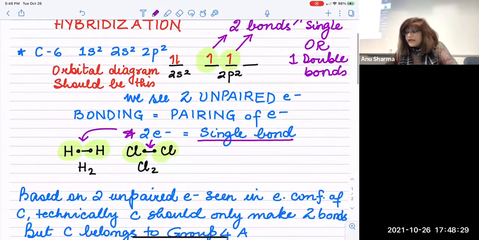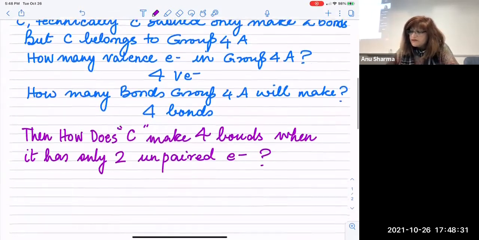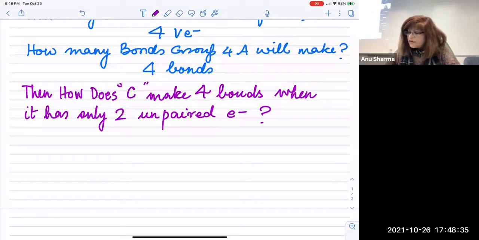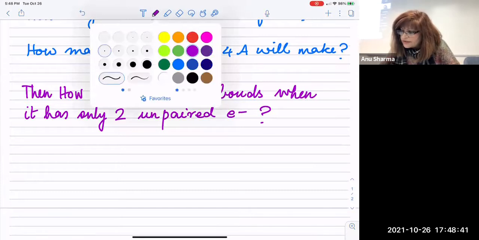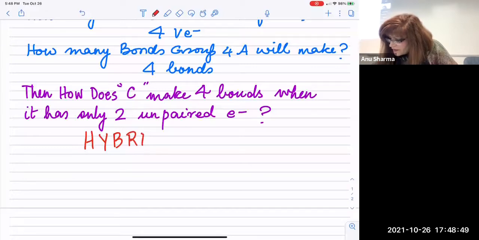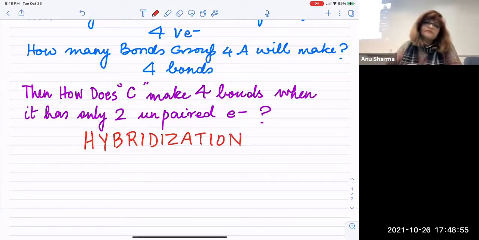But the main concern is why four? From where is that four coming from? So how does carbon make four bonds when it has only two unpaired electrons? So the answer to that lies in hybridization. Hybridization. Do you guys know what hybridization is?